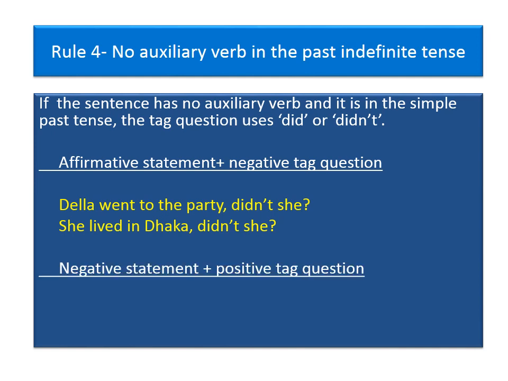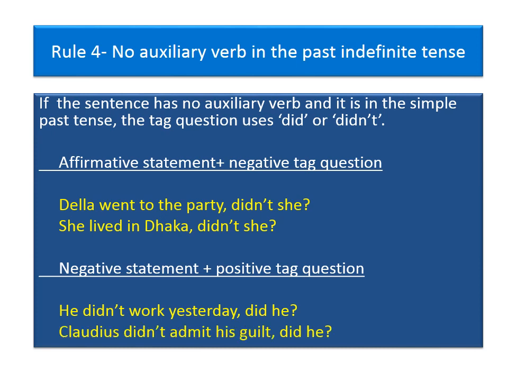For a negative statement, the tag will be positive. For example, he didn't work yesterday. As the auxiliary verb didn't is used in the statement, it will be used in the positive form in the tag question, and it will be did he? For another example, Claudius didn't admit his guilt. Did he? Yes, you're absolutely right. Didn't is used in the negative form in the statement, so it will take the positive form in the tag question.